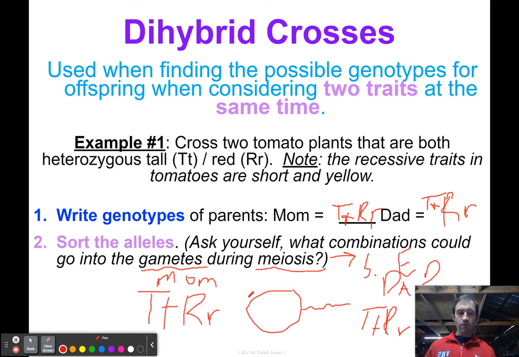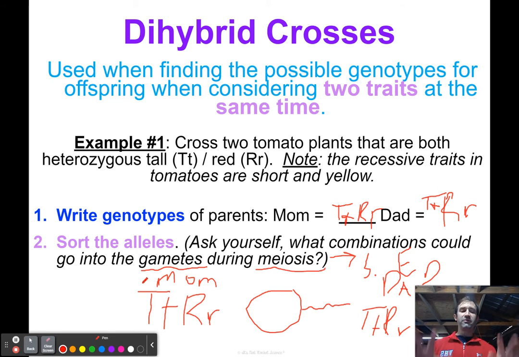All right. Well, what's the possibilities here? So let's say, okay, well, mom could give a big T and dad could give a big T. Okay, so it could be big T, big T. Well, mom could give a big R and dad could give a big R. So it could be big T, big R, big R, right? We could say that. That could be in this sperm cell, right? Well, she could give a little t, he could give a little t.